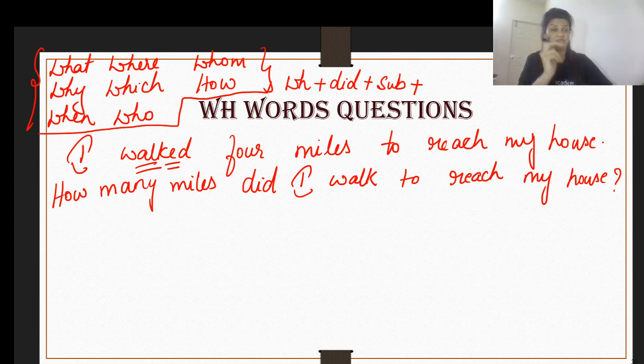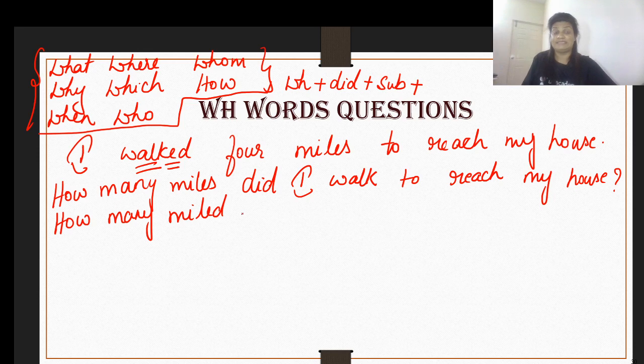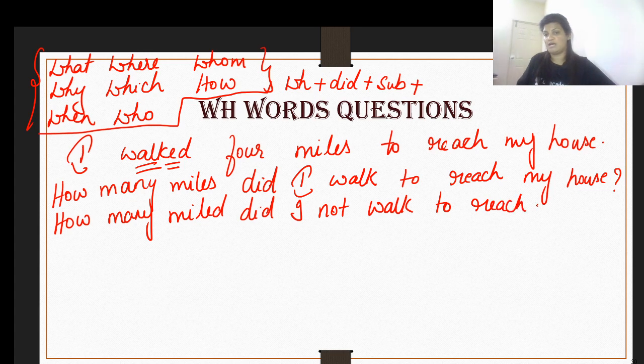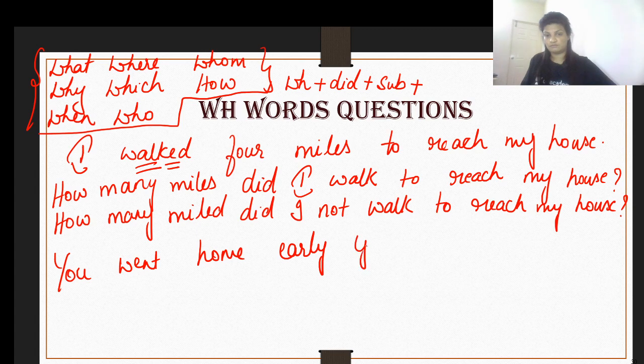You can convert this into negative as well, like this. How many miles didn't I, or did I not walk to reach my house? Do not forget to put the question mark. Let us take the next example, which is with you. You went home early yesterday. Full stop. That's our simple past completed action.